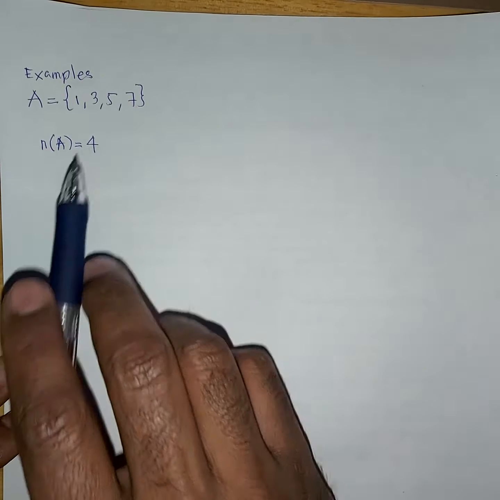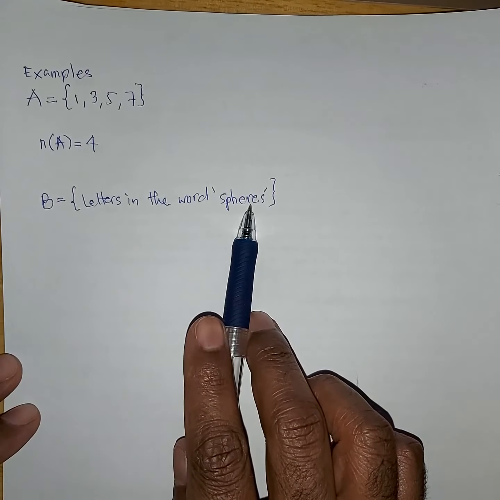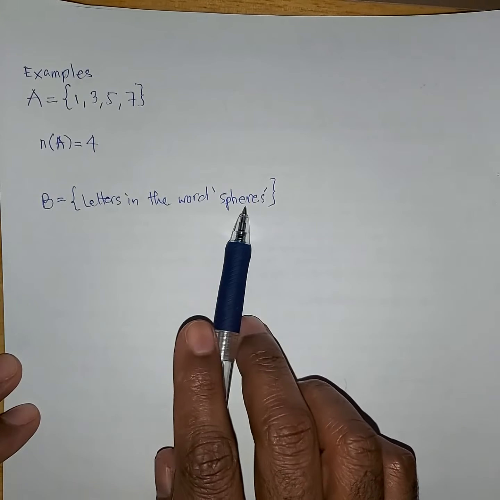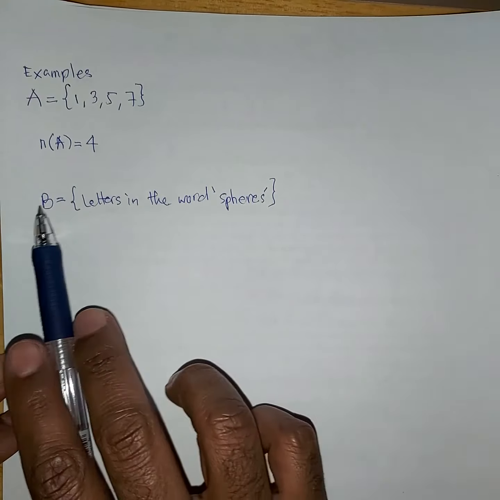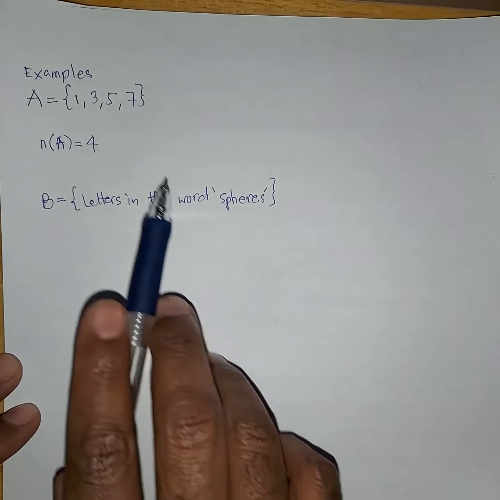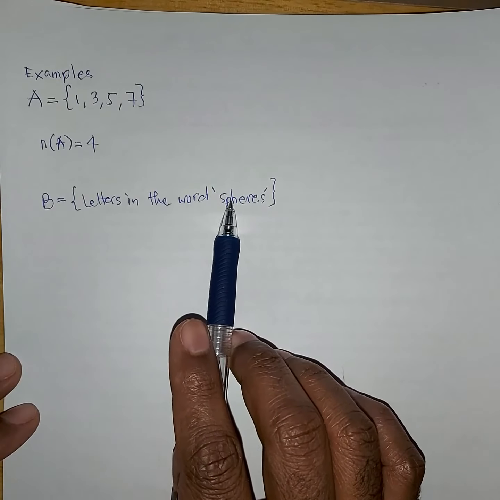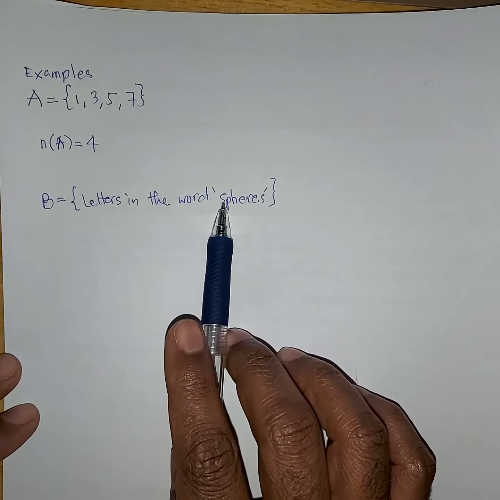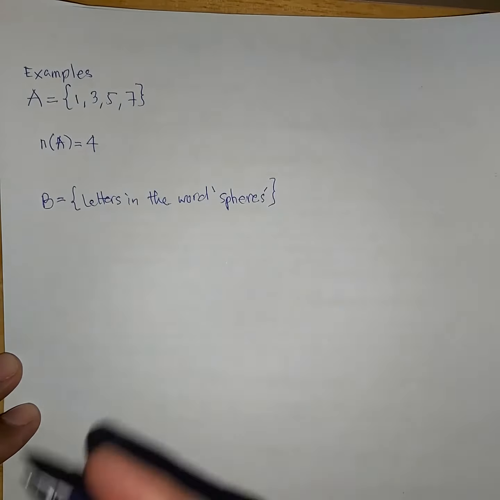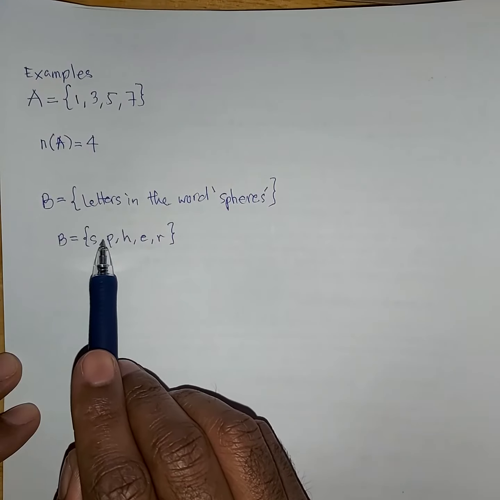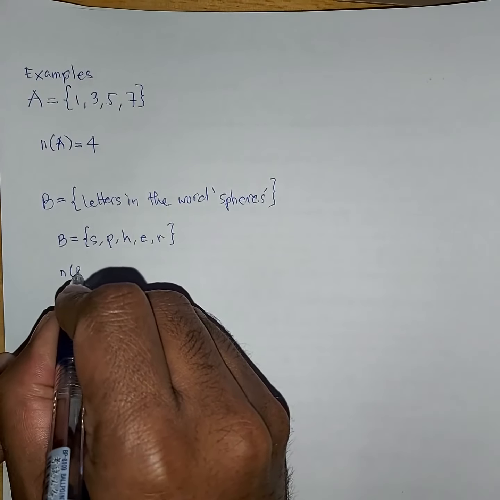Look at another example. Set B is equal to the set of letters in the word spheres. This set is given by describing the elements inside the set. So before you find the number of elements, you must write set B in roster form. If there are identical or same elements inside the set, you write them only one time. So set B is equal to the set {S, P, H, E, R}. You may count the elements: 1, 2, 3, 4, 5. The number of elements in set B will be equal to 5.